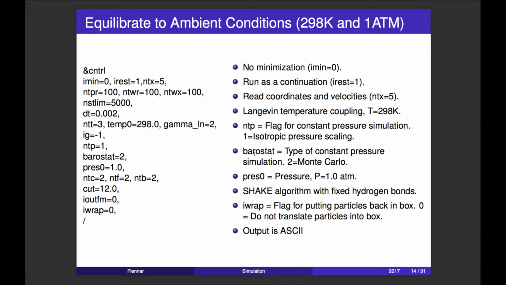We're going to use a Monte Carlo barostat, so I'll briefly describe the idea of what that's doing a little later. 1 atmosphere of pressure. I tell it to use the SHAKE algorithm with fixed hydrogen bonds. And the iwrap, I'm telling it not to put the particles back in the box. So this is done to do calculations.